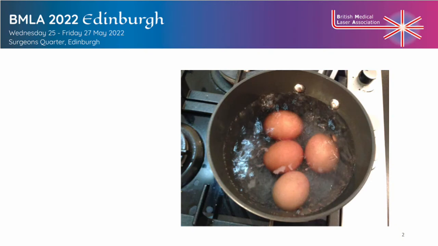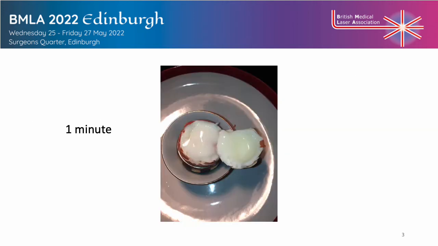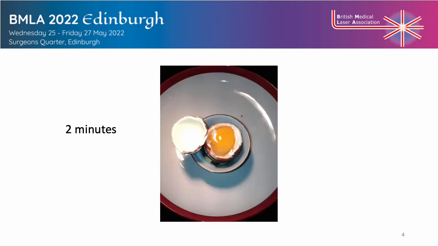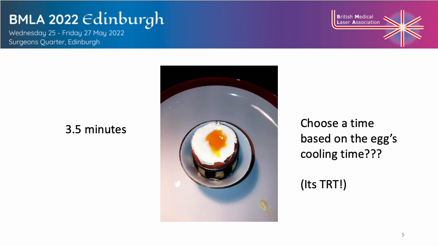So let's say it's morning and we want to boil some eggs. So we put a pan of water onto the cooker and we raise the temperature to boiling point, so that's 100 degrees Celsius, and then we put in the eggs. How long do we cook these eggs for? Well, is it 1 minute? Is it 2 minutes? Is it 3.5 minutes? How do we choose it?